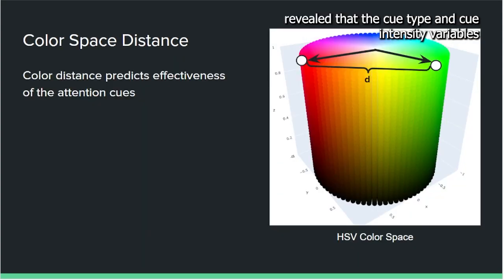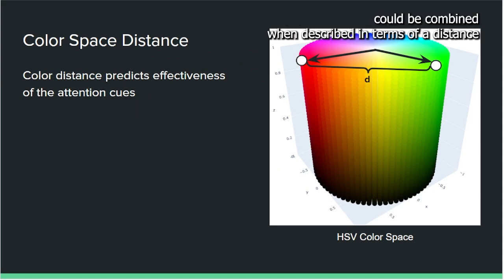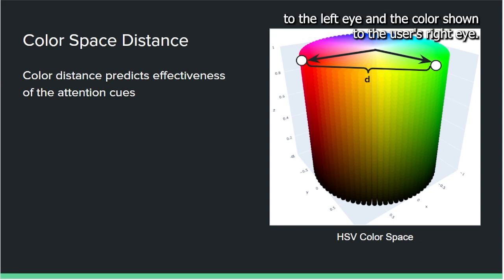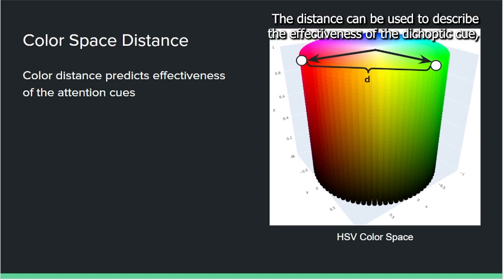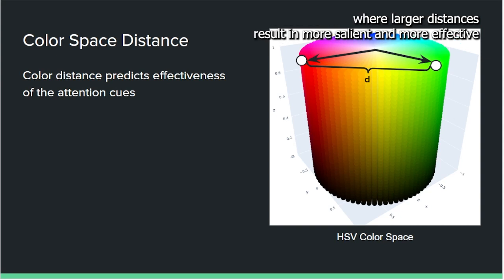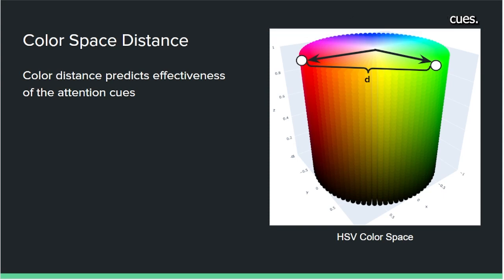Further analysis revealed that the cue type and cue intensity variables could be combined when described in terms of a distance between the two colors comprising the cue, the color shown to the left eye and the color shown to the user's right eye. The distance can be used to describe the effectiveness of the dichoptic cue, where larger distances result in salient and more effective cues.